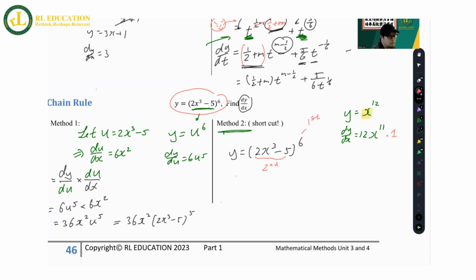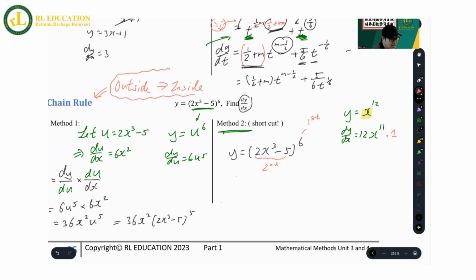Chain rule is just saying that if some equation has multiple layers, you just do it layer by layer. My advice for you, especially if you are not doing special and your math is just average, is to do it from outside layer to inside layer. Can you see the most outside layer is the power? So here we go.